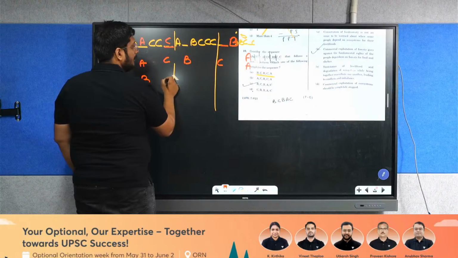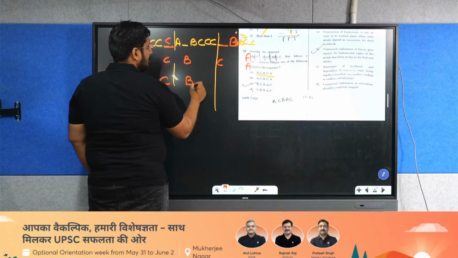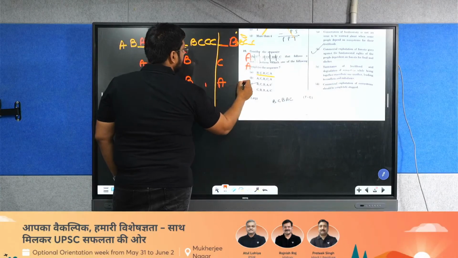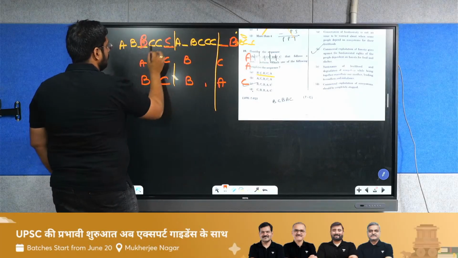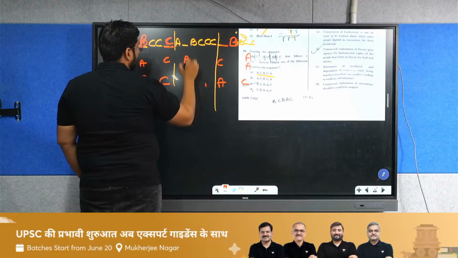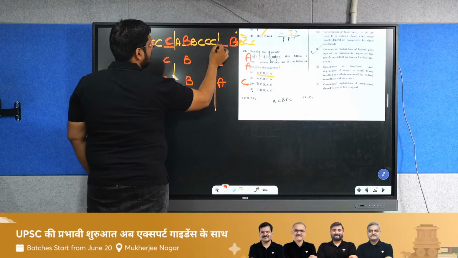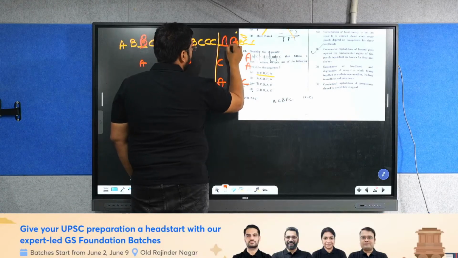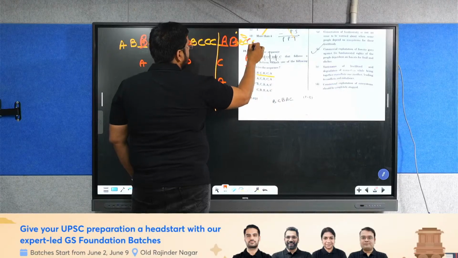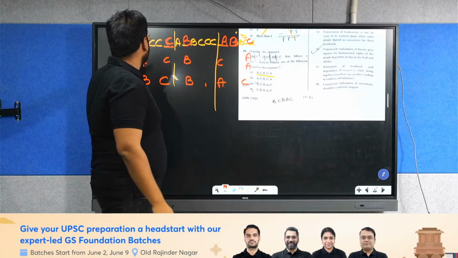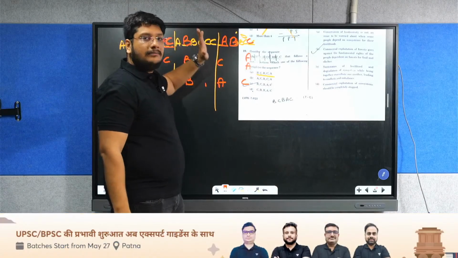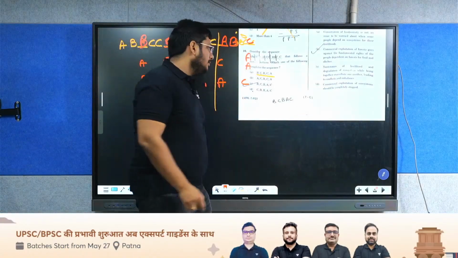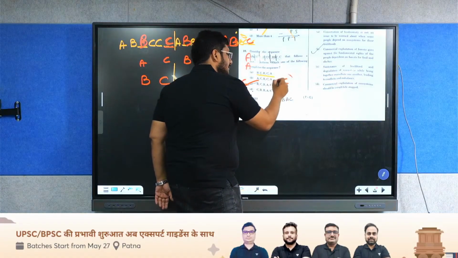A, B, B, C, C, C. The series is being repeated. A 1 time, B 2 times, C 3 times, A 1 time, B 2 times, C 3 times. Same I am repeating it here. So the correct answer would be option C.